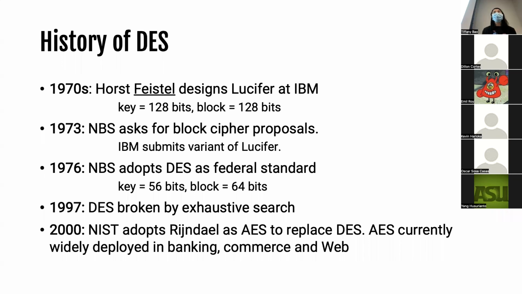And then in 1997, unfortunately, someone found a way to attack it. So DES got broken by exhaustive search. DES is broken, and then in the year 2000, NIST needs a new protocol. It needs a new way to replace DES. And that's why DES starts to retire. And then the new standard comes out, which is called AES. And now AES is still widely deployed, extensively used in our real life, such as banking, web, commercial, etc.